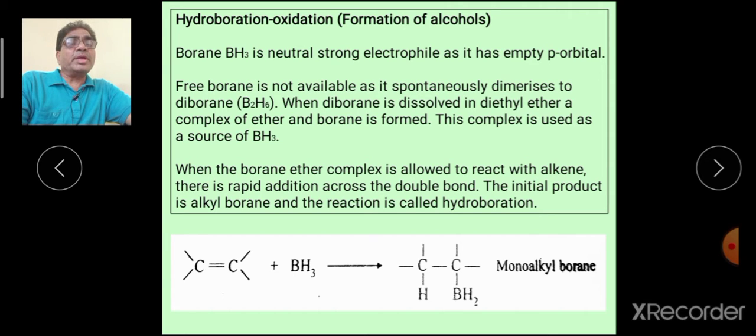When the borane ether complex is allowed to react with alkene molecule, there is a rapid addition across the double bond. This is obtained from this borane ether complex. With our alkene molecule, rapid addition across the double bond, and the product is alkyl borane, and the reaction is called hydroboration. This is a monoalkyl borane.